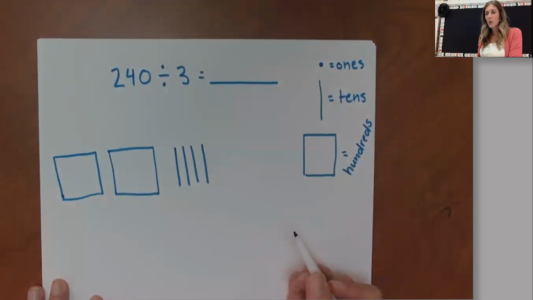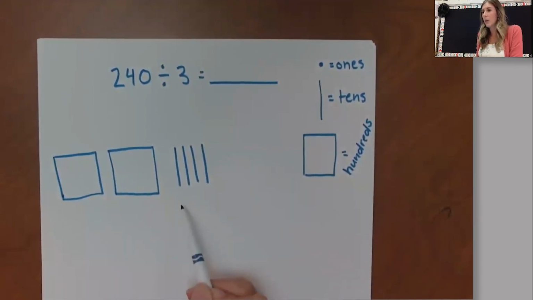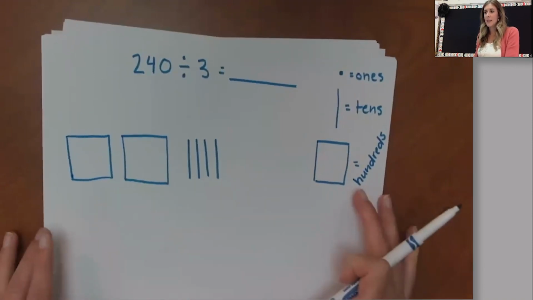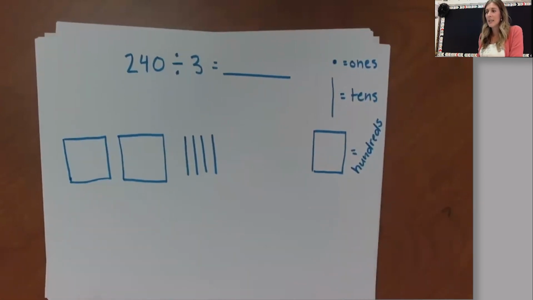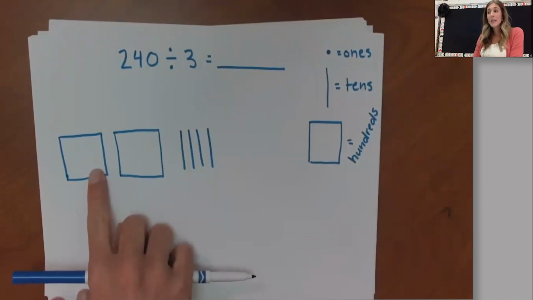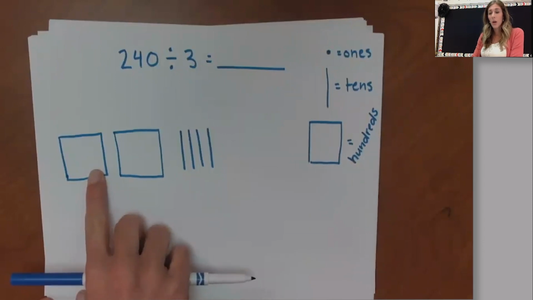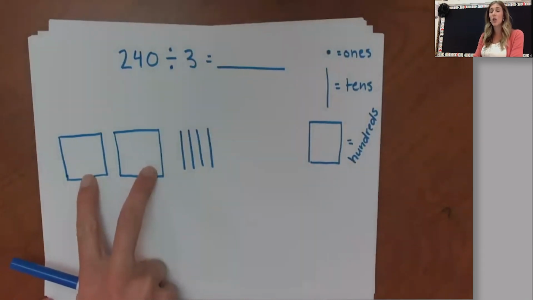So we're trying to find 240 divided by 3, or split this 240 into 3 groups. We only have 2 flats in our base 10 block drawing, so we need to break apart the hundreds so that we can see the tens that make them up. That way we'll be able to divide them into equal groups. So how many tens are in 100? Great, there are 10 tens in 100. So what about 200? How many tens do we have in 200? That's right, there's 20 tens in 200.